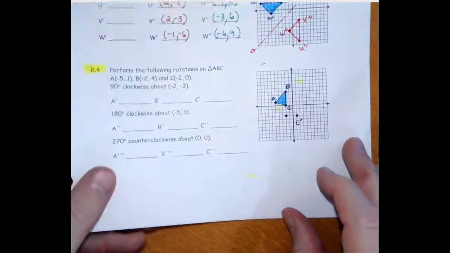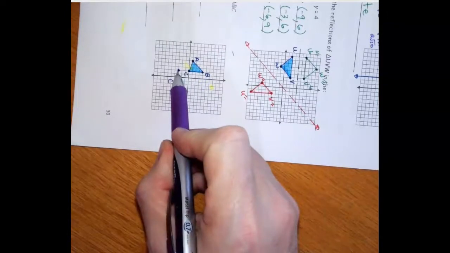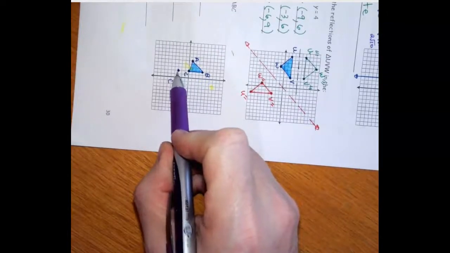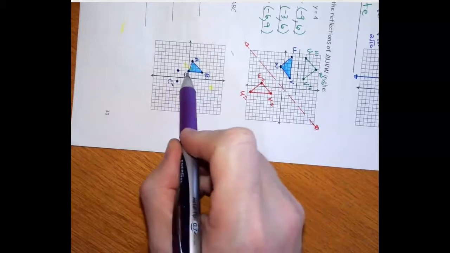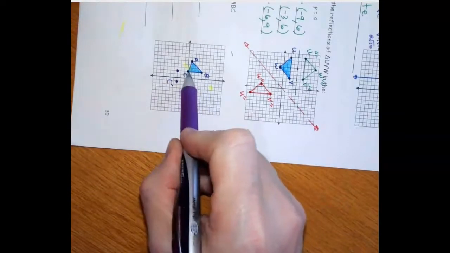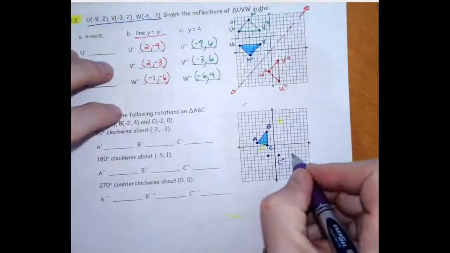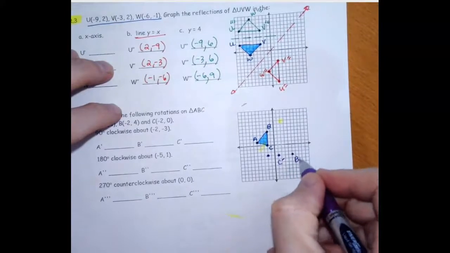Okay, so now let's do B. If you do it again, you turn it 90 degrees, and you say, where is B compared to the center of rotation? Now, you could count it all the way from there, but you could also just count it from C and say, hey, it's 4 to the right of C. So if we come back and go 4 to the right of C, that's going to be over here. So that's going to be B prime.